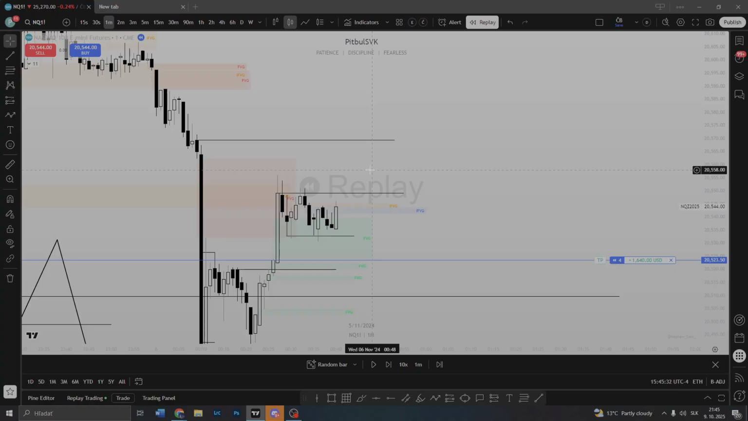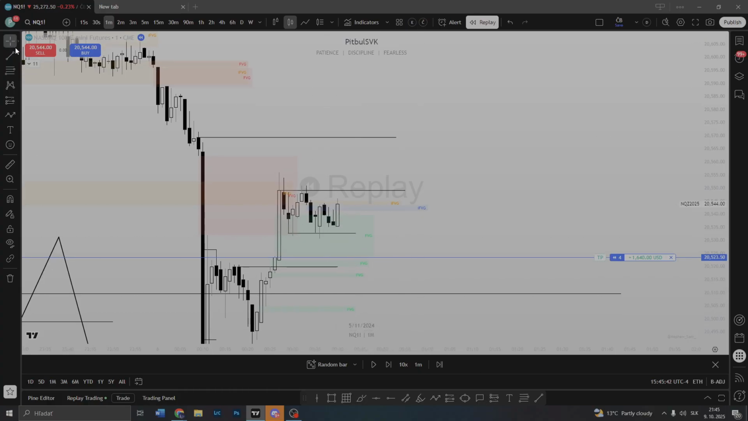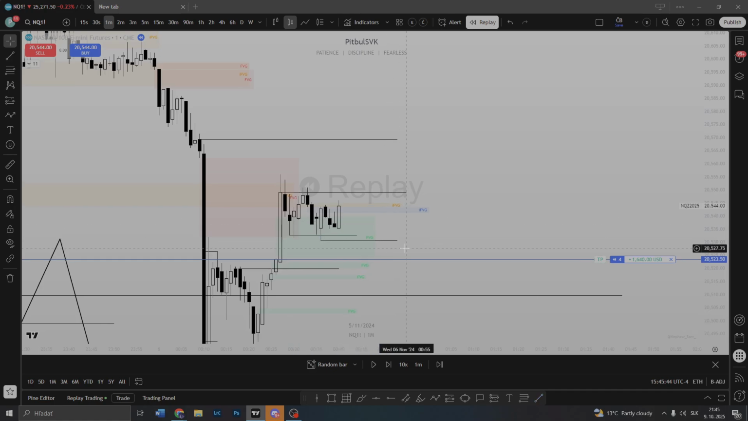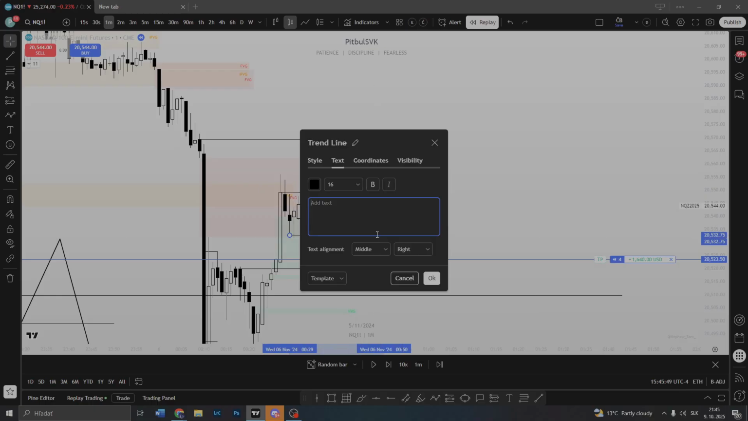So if you're waiting for confirmations, this zone right here will be your confirmation. If you want to be a little premature, this might be the good spot for a trade with your stop being actually this low. So you can just type it here, crypto soup.